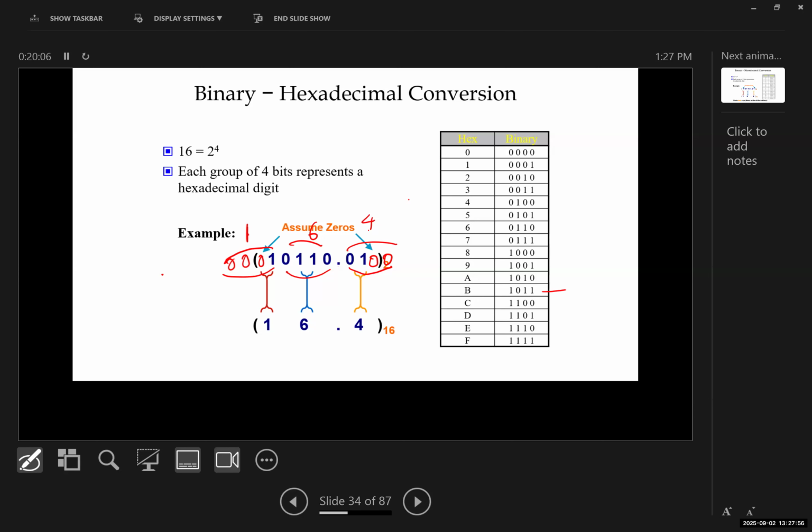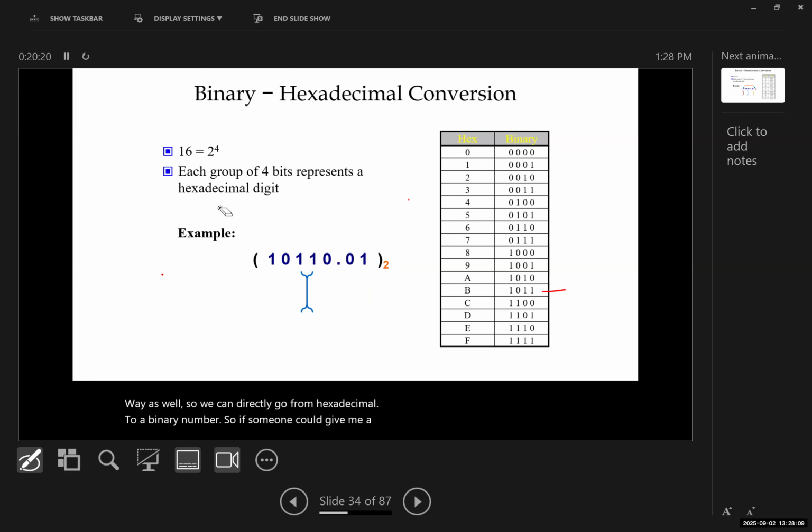Now, we can do that the opposite way as well. So we can directly go from a hexadecimal to a binary number. So if someone could give me a hexadecimal number.